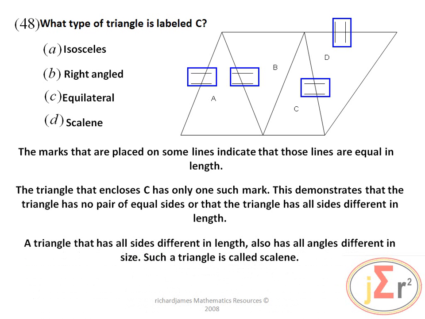A triangle that has all sides different in length also has all angles different in size. Such a triangle is called scalene. Option D is correct.